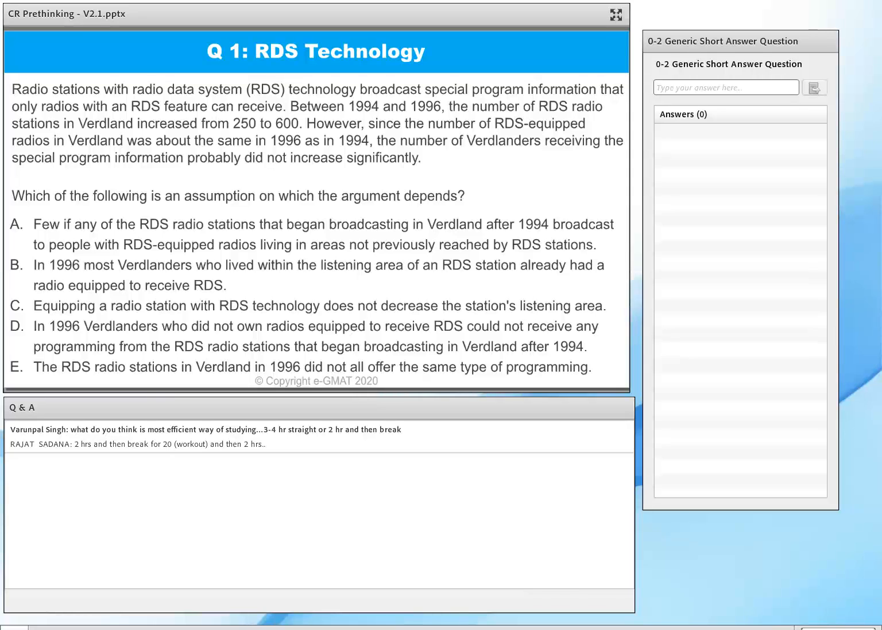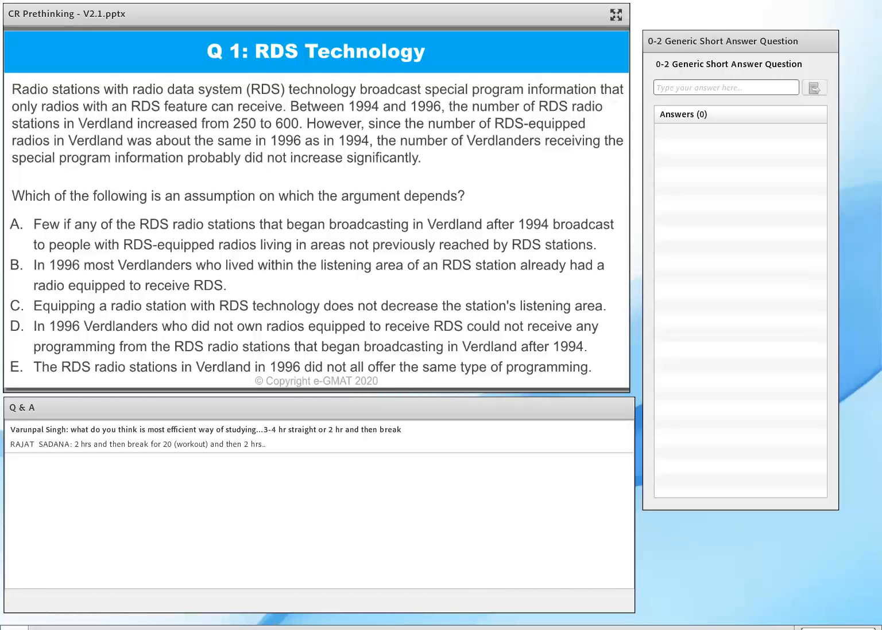Let me just say this. My purpose here was kind of threefold. First of all, to tell you how you can make a CR question difficult, by doing two things. One is by making a complex argument, and the second is by making answer choices that are complex. So that's the first piece. That's the first reason, and you can really see both of those exist here.